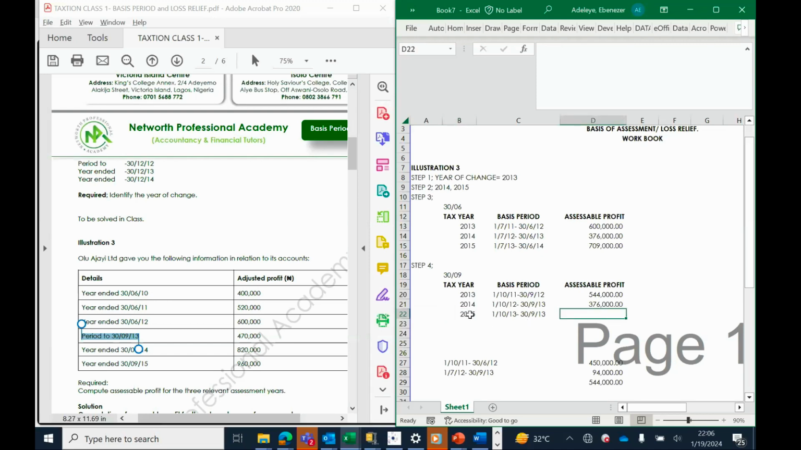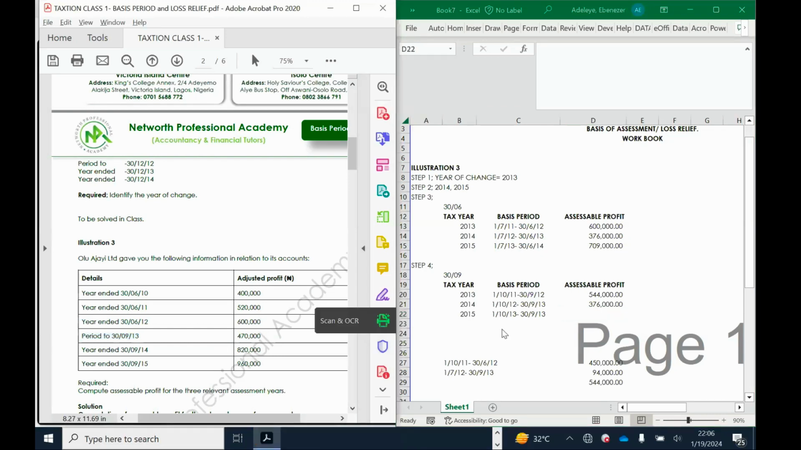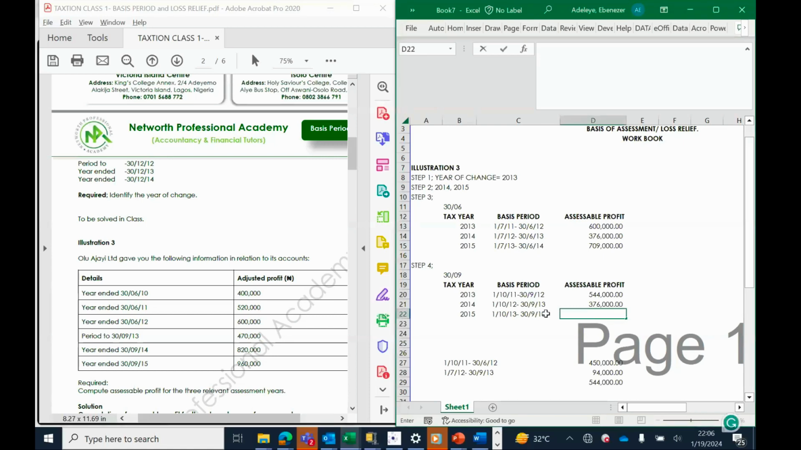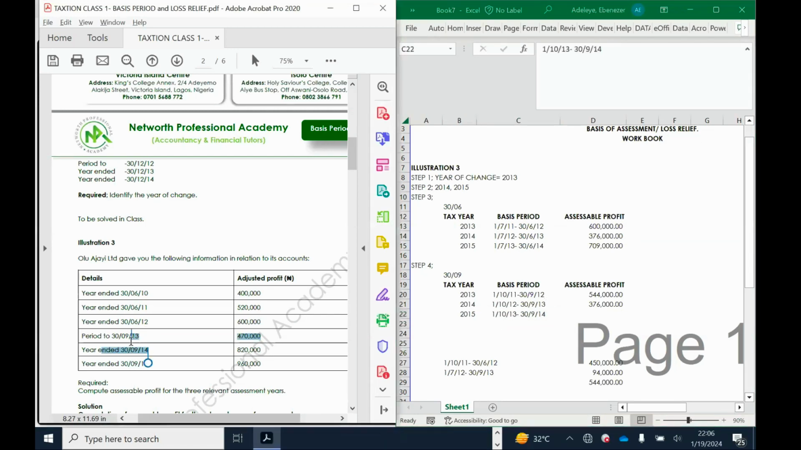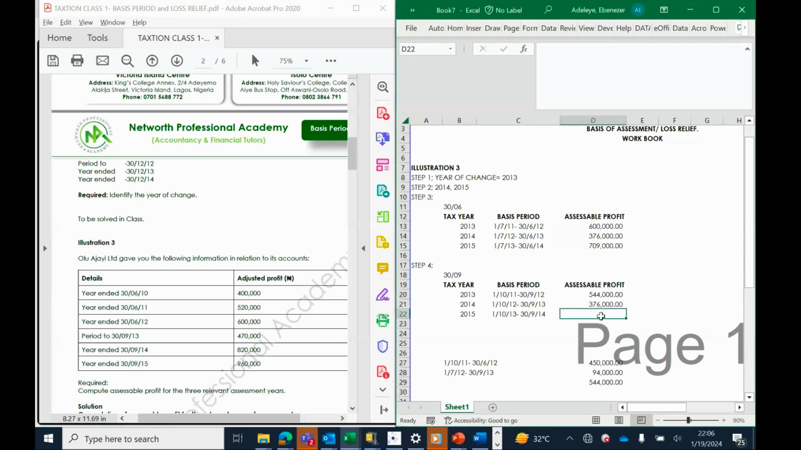For 2015 now, we can see that we are now in the new accounting period. So the basis that we are looking for will be directly here. So this is 1st of October 2013, which is a day after this. There's a mistake here. 30th, 2014. So it means that we can find this. This is just looking at the 12-month period. There's no need for proration for that one. Am I communicating? So for this one, 822. 820.